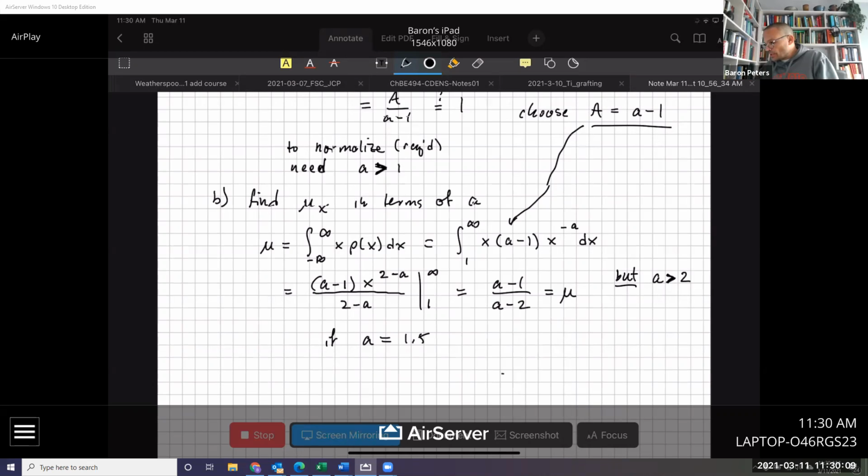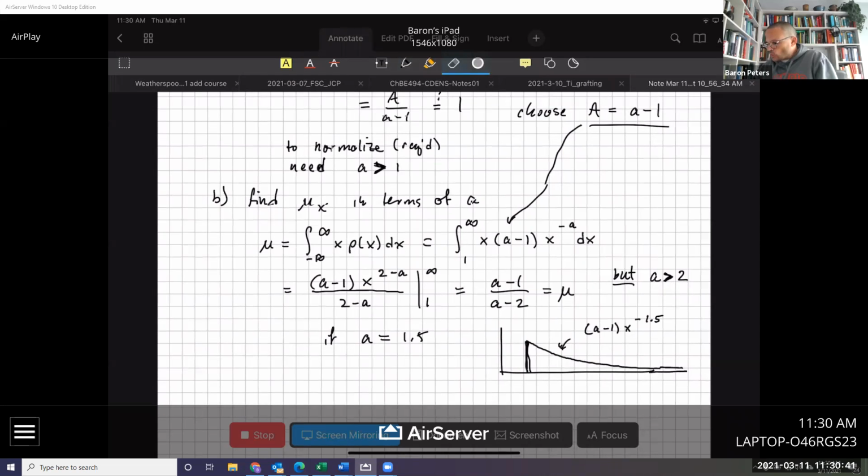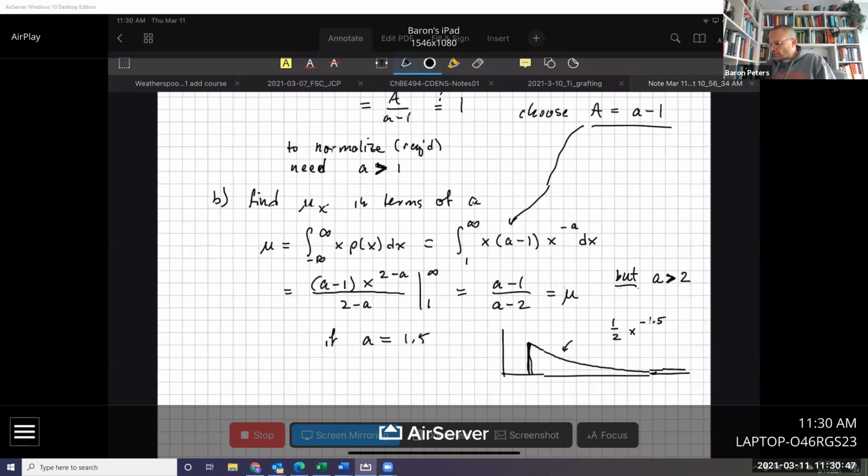Let me put these ideas into pictures. Okay, so here's my distribution in this case. That's supposed to be a very long tail, it just keeps on going, never really vanishing. And this is the whole area under here. So this thing would be my a minus 1 x to the minus 1.5. And because a was 1.5, we know that a minus 1 is going to be 1/2. So that, what we have learned so far today, is a proper probability distribution, okay?